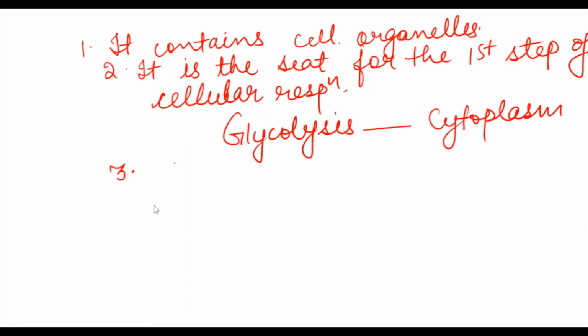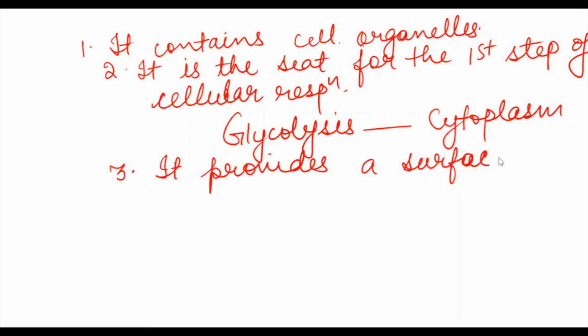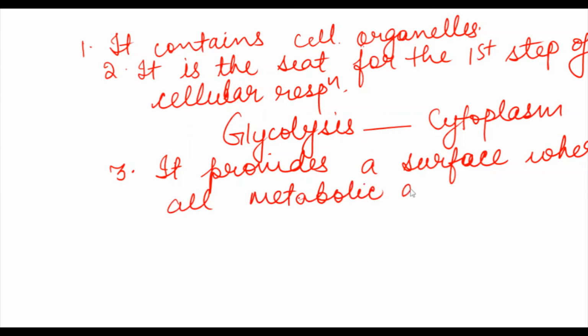Third, the cytoplasm is that part of the cell where all the metabolic activities are carried out. So again, it provides a surface where all metabolic activities of a cell are carried out.